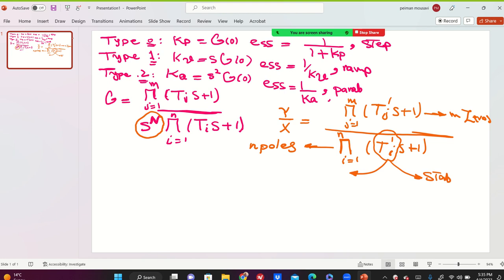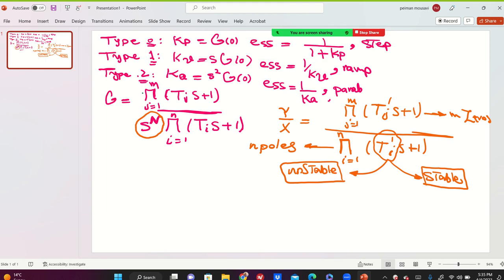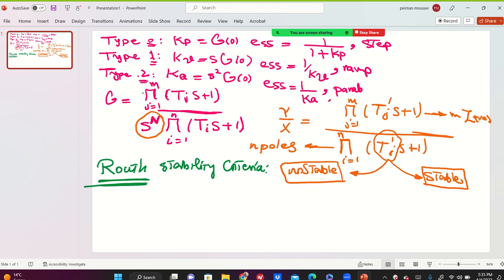Stable and unstable. You as a designer of the controller, because when you design a controller, this is going to help you a lot. Okay, so that's why I'm teaching you the Routh stability criteria. Routh-Hurwitz. Okay, Hurwitz.